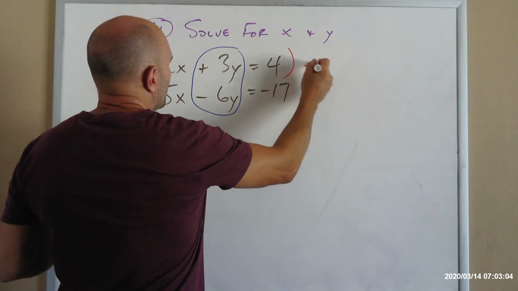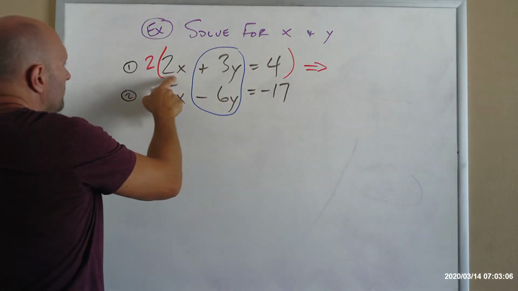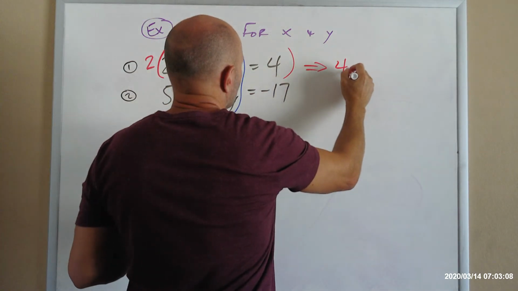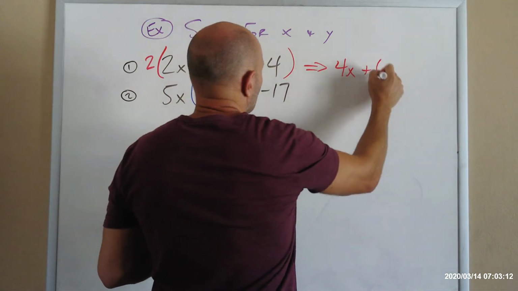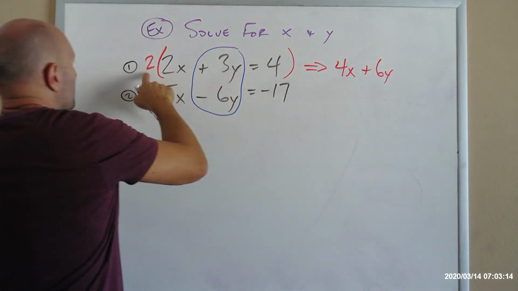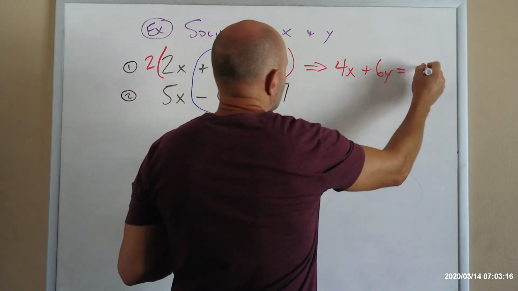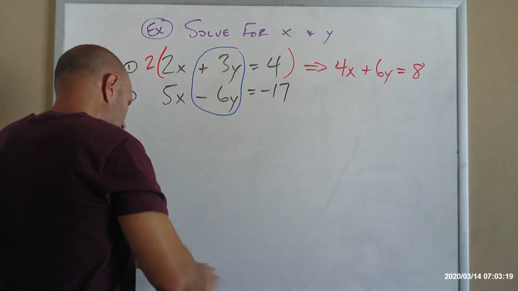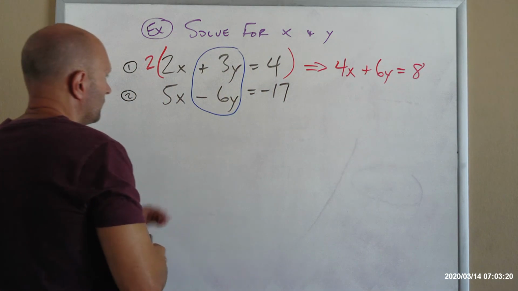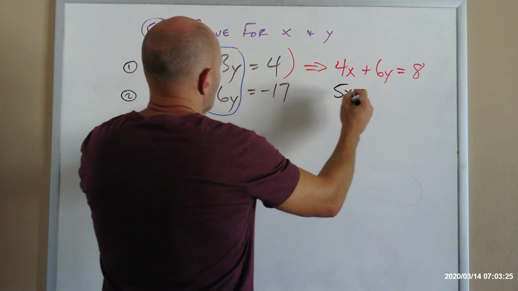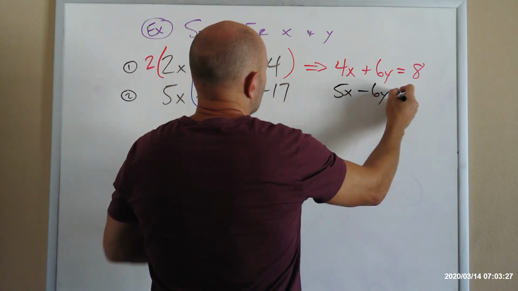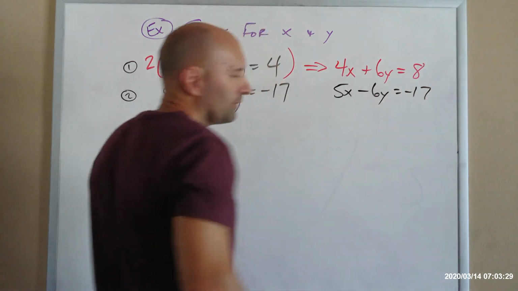So if I do that, what does this give me? 2 times 2x is 4x. 2 times positive 3y is plus 6y. 2 times 4 is 8. And the second one I'm going to leave alone, because it already has the opposite value I need. So I have 5x minus 6y equals negative 17.